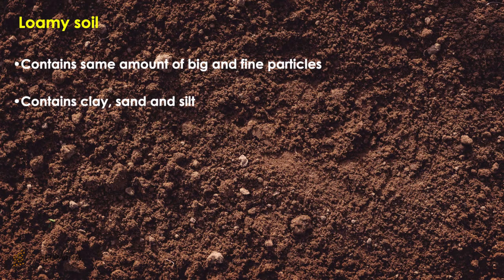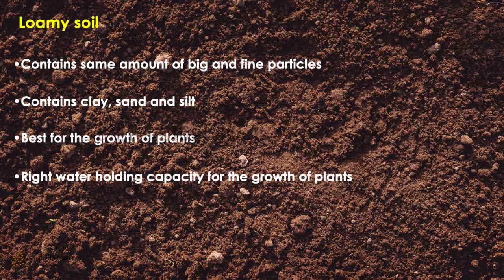Silt is dust-like sediment. It occurs as a deposit in the river beds. The size of silt is between sand and clay. Loamy soil is best for the growth of plants. It has the right water holding capacity for plants. It contains humus which helps in the growth of plants.